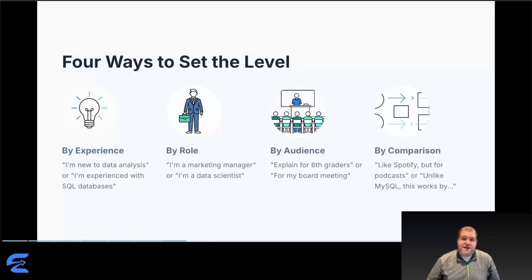Second, specify by role. I'm a marketing manager, or I'm a data scientist. Roles come with implied knowledge. A data scientist probably knows statistics, a marketing manager might not. This helps AI calibrate without you needing to list everything you know and don't know.